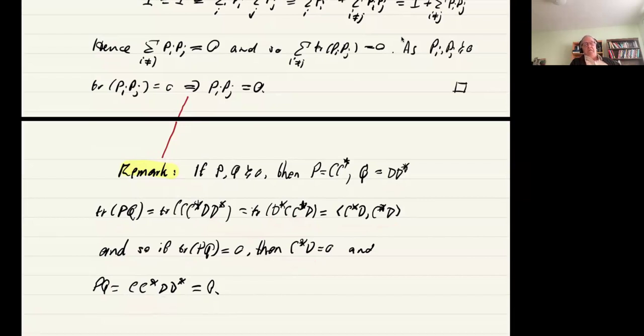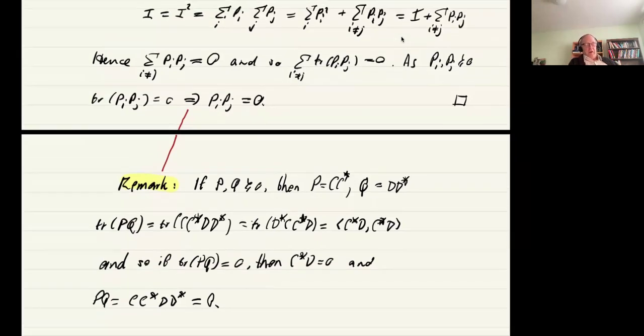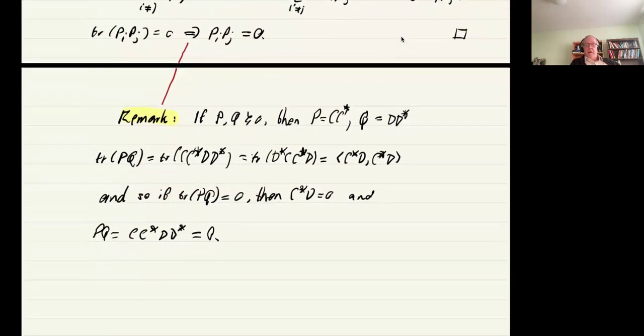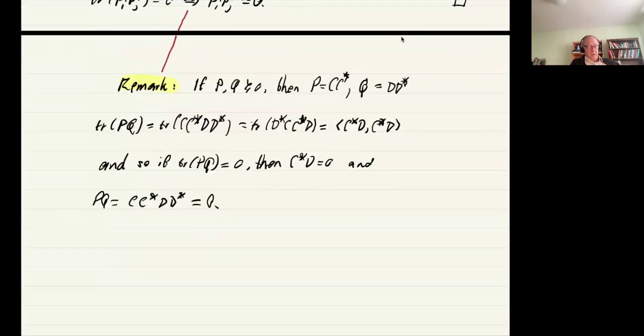Okay, now I'm going to be using this without any sort of apologies or explanations. But the important thing is, if I have projections summing to the identity, then they're pairwise orthogonal. And if I have two positive semi-definite matrices and the trace of their product is 0, then their product is 0. Okay, so we have these things. What's next?